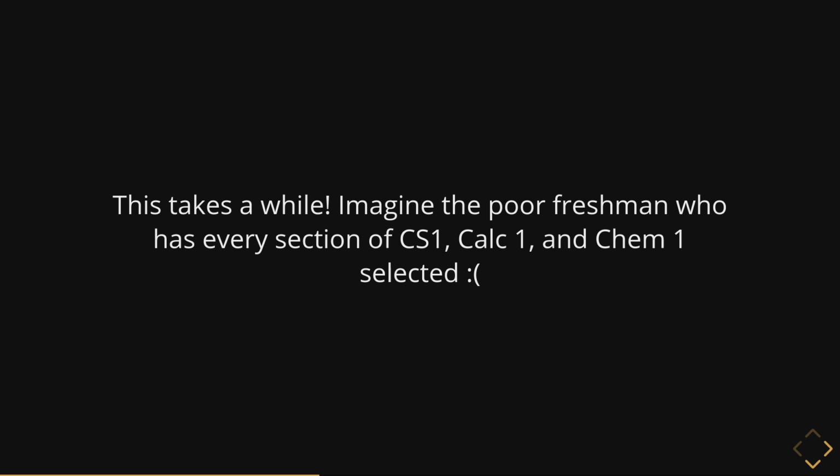Imagine a freshman taking CS1, Calc 1, and Chem 1, and then they want to add, say, a Haas course afterwards. CS1 has like 20 sections, Calc 1 has like 20 sections, and Chem 1 has like 20 sections. That's going to be a massive tree, and the thing is, the student only cares that at least one combination of CS1, Calc 1, and Chem 1 works. More is obviously fine, but there needs to be at least one combination.